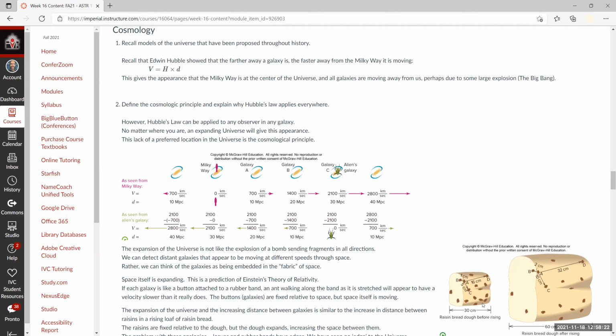Using rising dough as it rises, the different points of it in every which way are moving away. Again, the further it is, the faster it moves. This one moves more, and so on and so forth. From the vantage point of another alien civilization living on a different galaxy, everything else is receding from them, including us in the Milky Way, and so on.